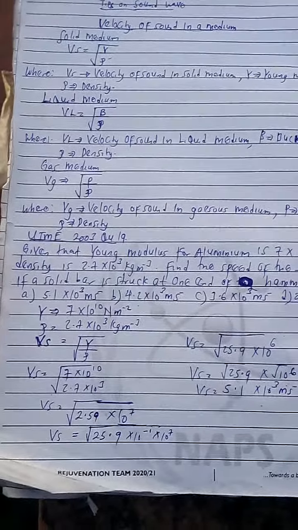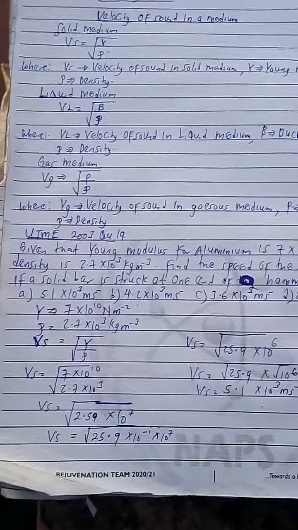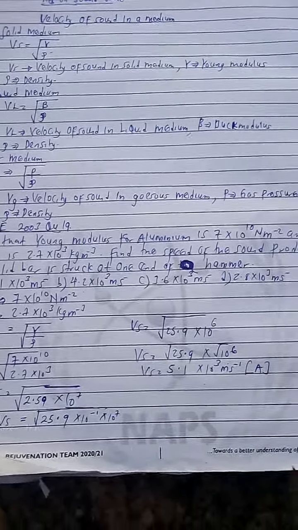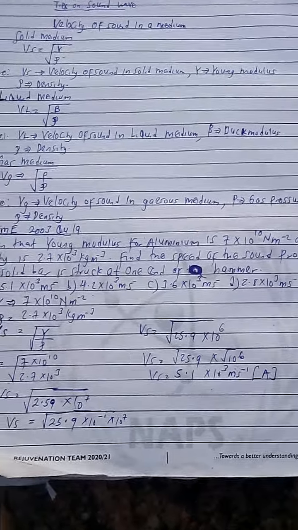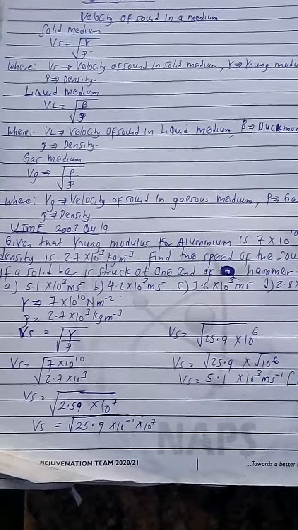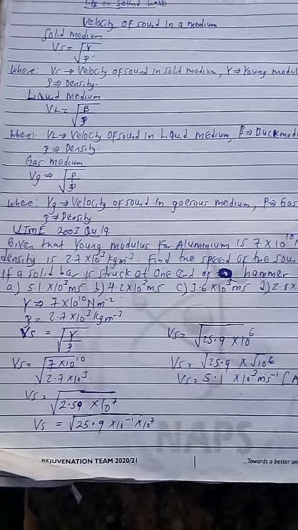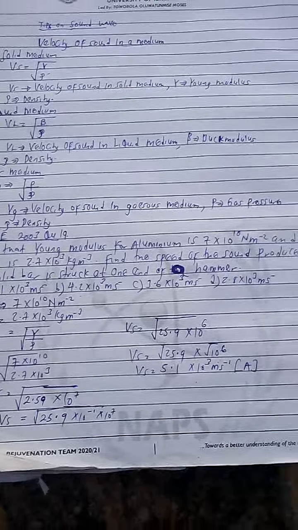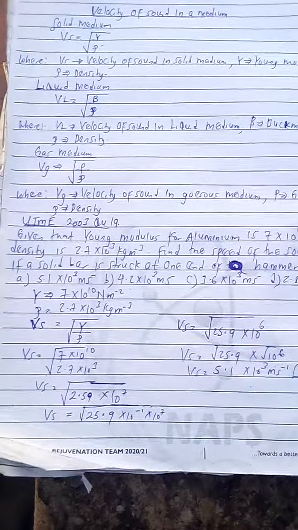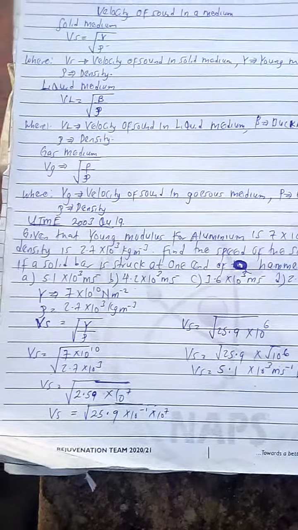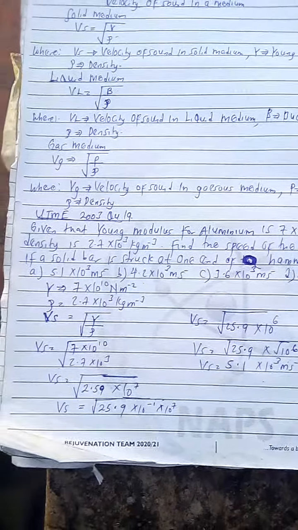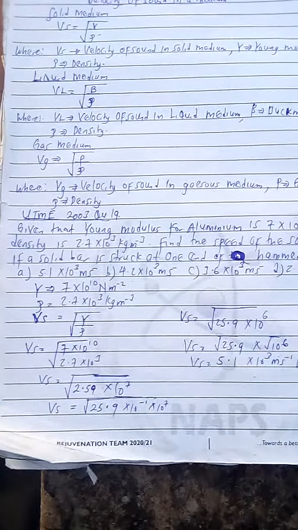UTM 2003 question 19. Given that the Young modulus for aluminium is 7 times 10 raised to the power 10 Newton per meter square and the density is 2.7 times 10 raised to the power 3 kilogram per meter cube, find the speed of the sound produced if a solid bar is struck at one end with a hammer. So what is the speed of sound produced in a solid bar? That is the velocity of sound in a solid medium.